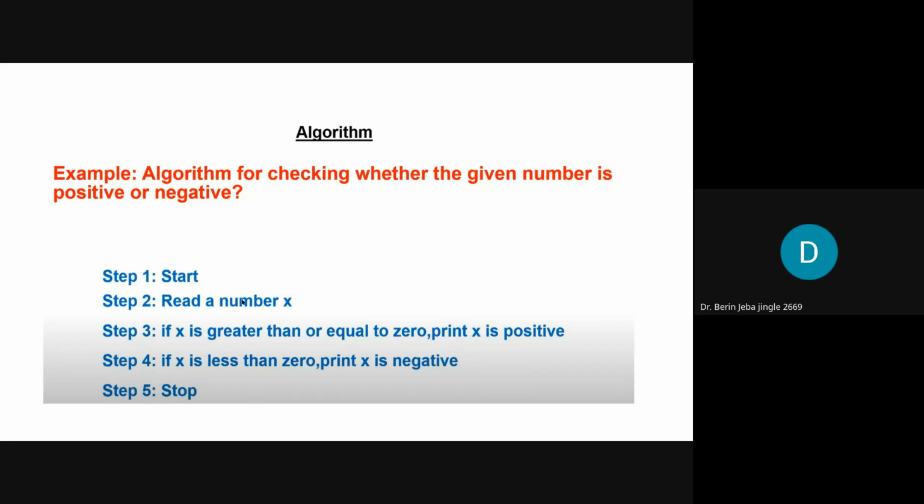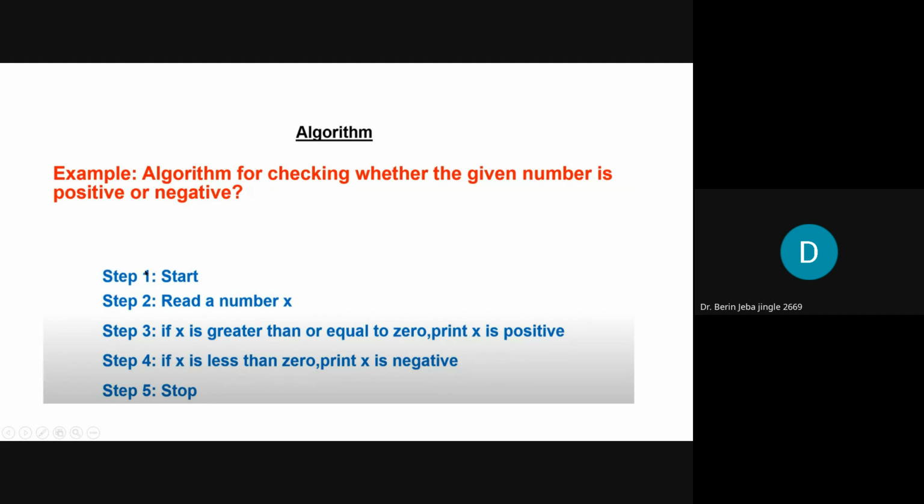It is a positive number or a negative number. We can say it is a positive number because it is greater than or equal to 0. If the number is greater than or equal to 0, then it will print positive. If it is less than 0, then the number is negative. Okay, so this is the algorithm to check whether the given number is positive or negative.